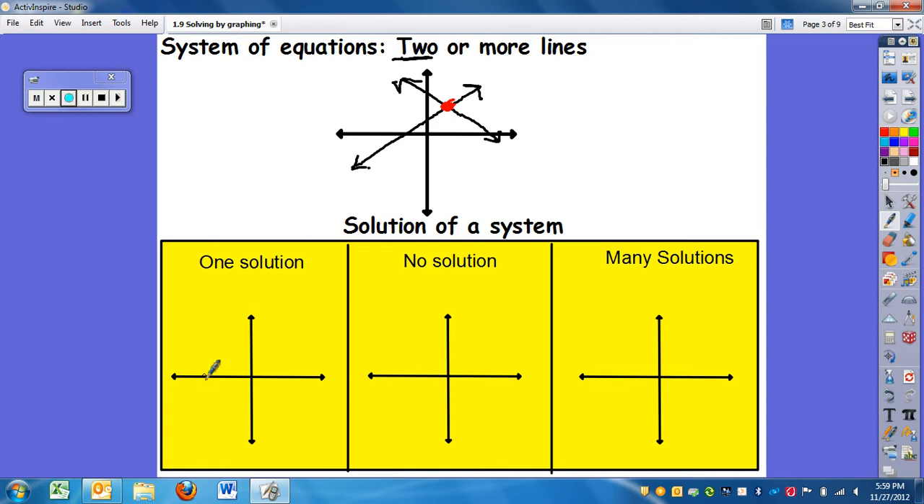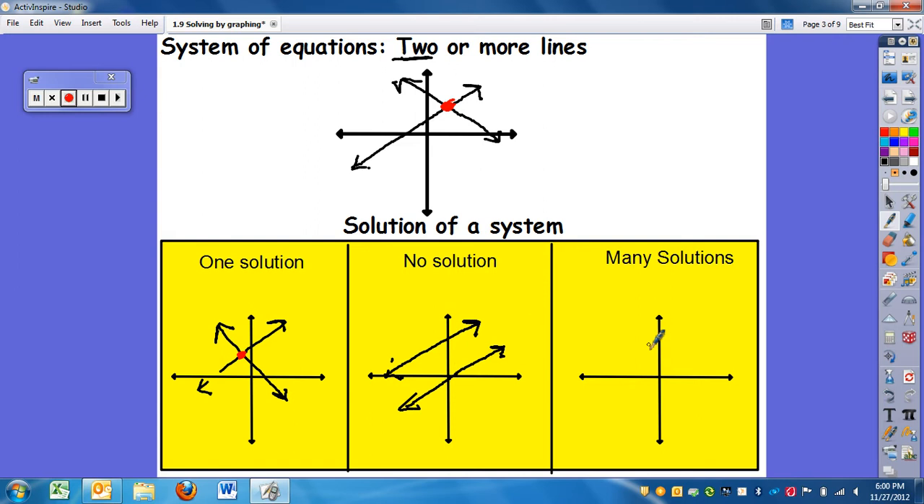We can have two lines like I drew above, and they would only have one solution because two lines only intersect at one point. Or they could have no solution. So if you think, okay, what type of lines would have no solution? Well, they cannot intersect. So these lines would be parallel to each other. Parallel lines, remember the definition from your previous years, are two lines that do not intersect.